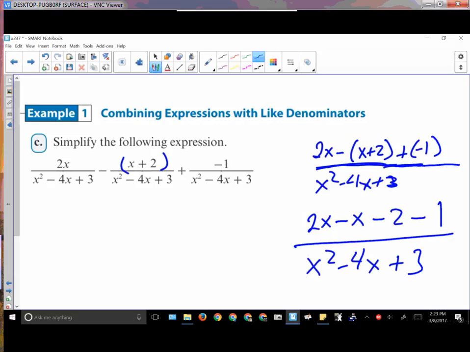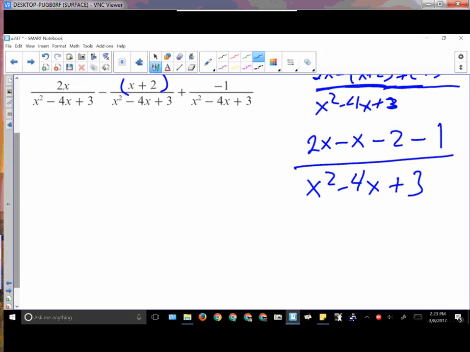So, can I add like terms? Well, if I look at this, I've got 2x minus x. Would that just be a plain old x? Minus 2 minus 1, would that be a plain old negative 3? Negative 2, negative 1, negative 3.